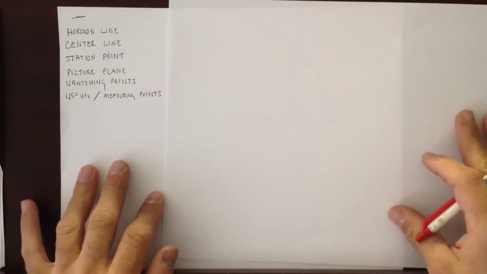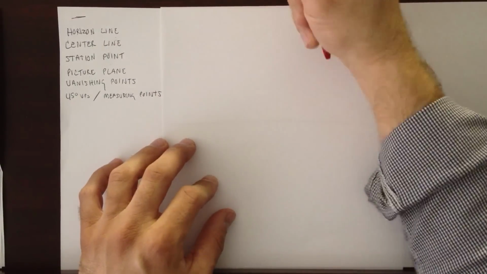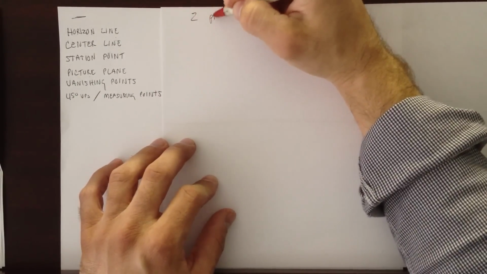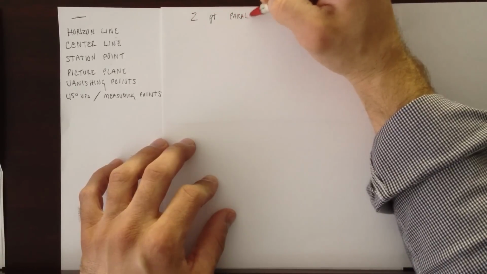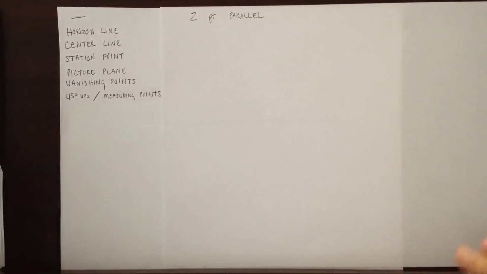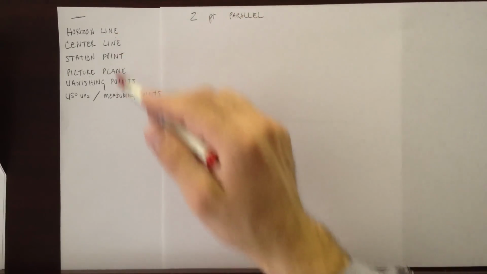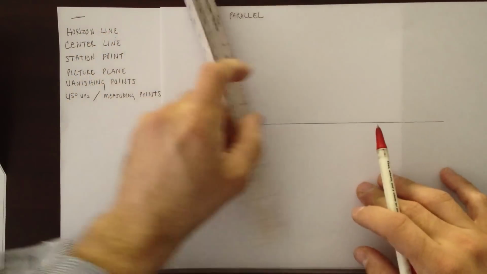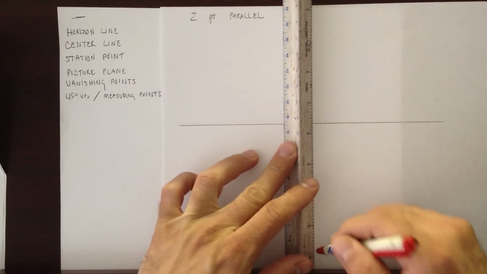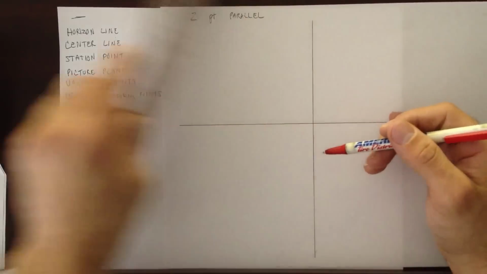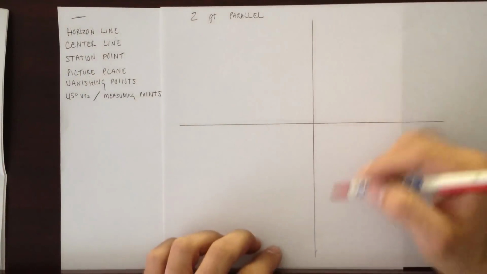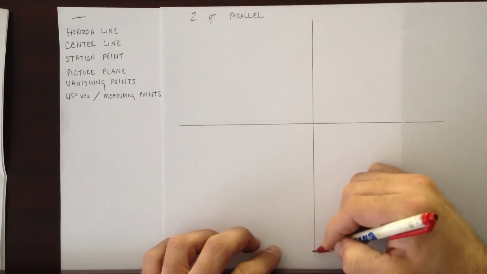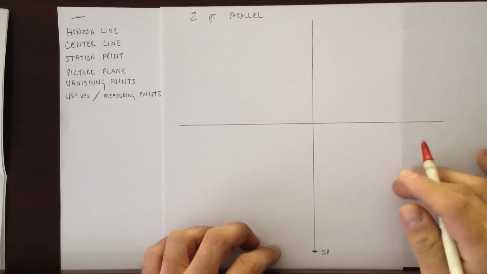Alright, next we'll go into 2-point parallel. This will be 2-point parallel perspective, the same exact order of things. We're going to start with the horizon line and the center line. And then we're going to establish our station point. Again, this is wherever you want it to be. I'm just going to put it down here.